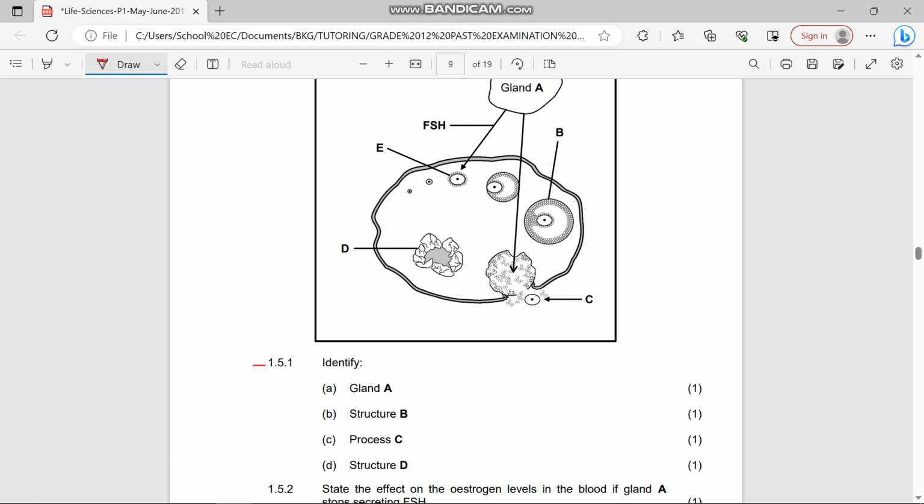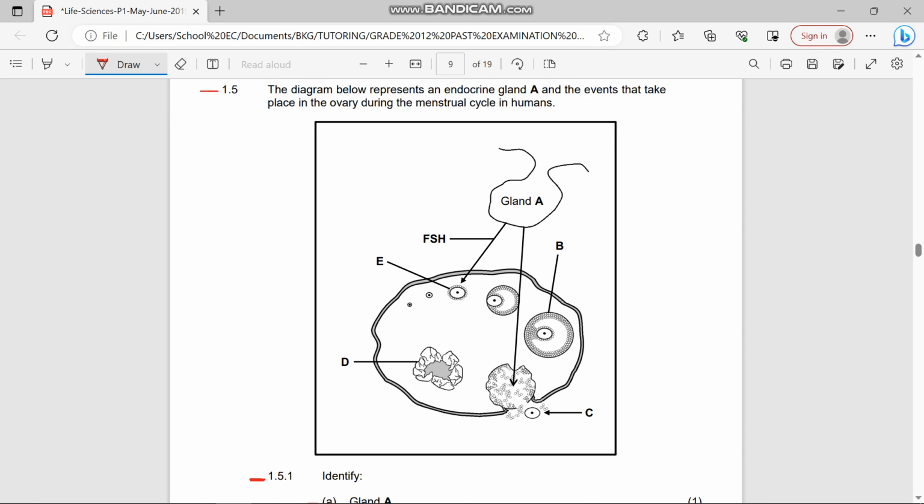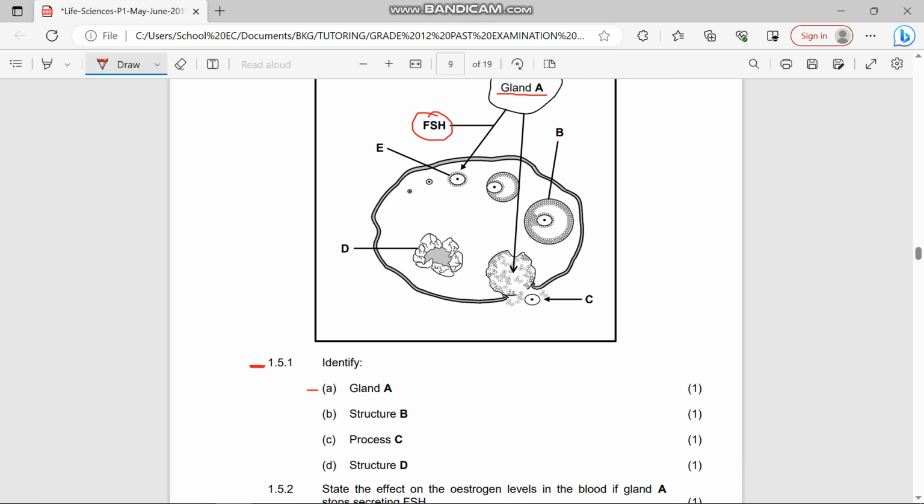Question 1.5.1 says identify gland A. So what is gland A? You can see that gland A is secreting the FSH. So which gland secretes the FSH? It's the pituitary gland. So gland A is the pituitary gland. That's gland A. Correct?